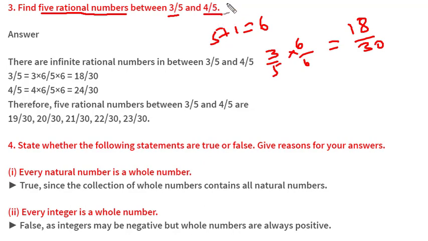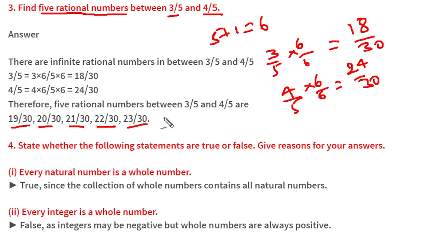And the next number is 4 by 5. Again you multiply numerator and denominator by 6, so you get 24 by 30. Now between these two numbers you find 5 rational numbers, which are 19 by 30, 20 by 30, 21 by 30, 22 by 30 and 23 by 30.